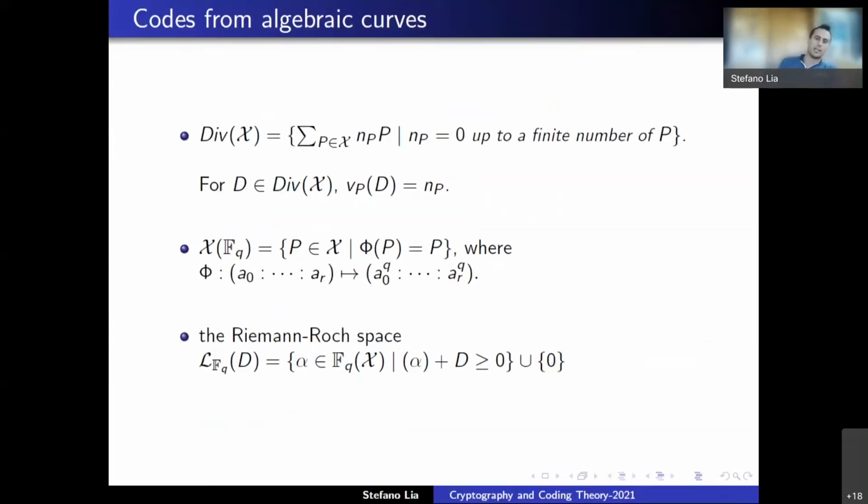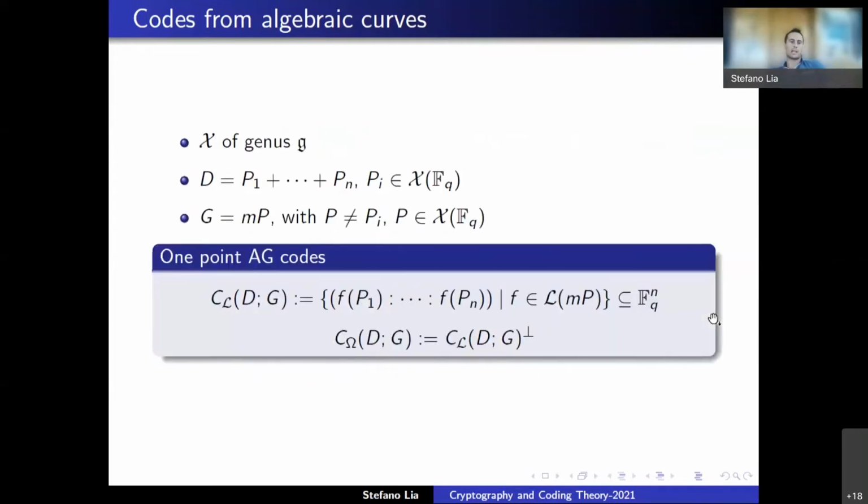Now a divisor is just a formal sum of a finite number of points, namely it will be something of this form, with n_P an integer which is 0 up to a finite number of points. And finally, we need the definition of Riemann-Roch space, which is a vector space that we can associate to a divisor D, and whose non-zero elements are those F_q-rational functions alpha on X which satisfy this condition that imposes some constraints on the zeros and the poles of the function alpha.